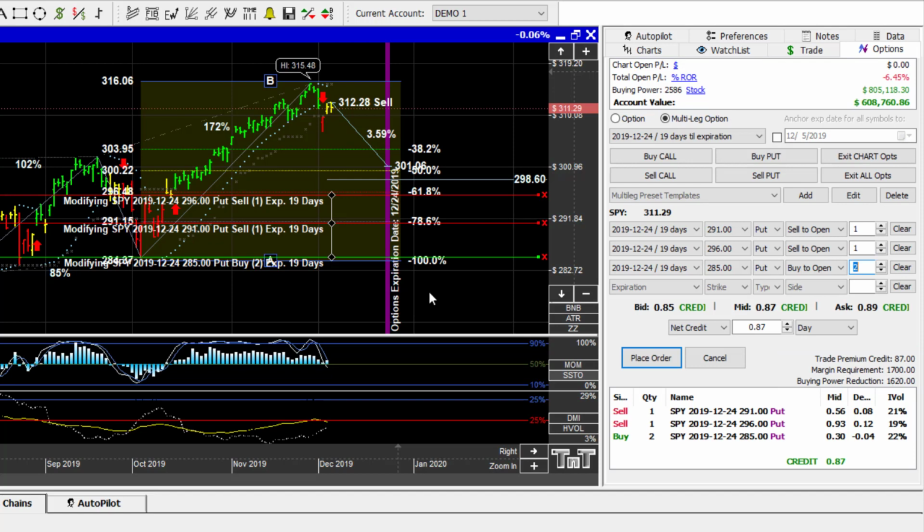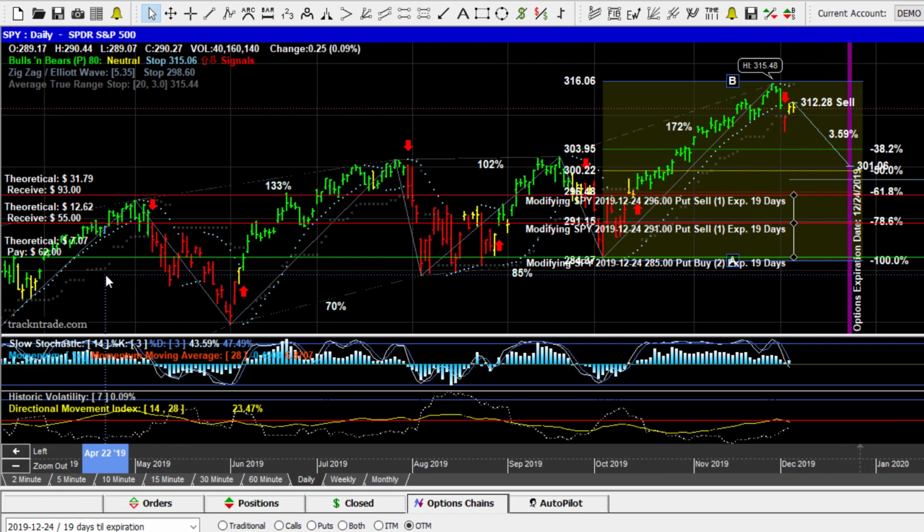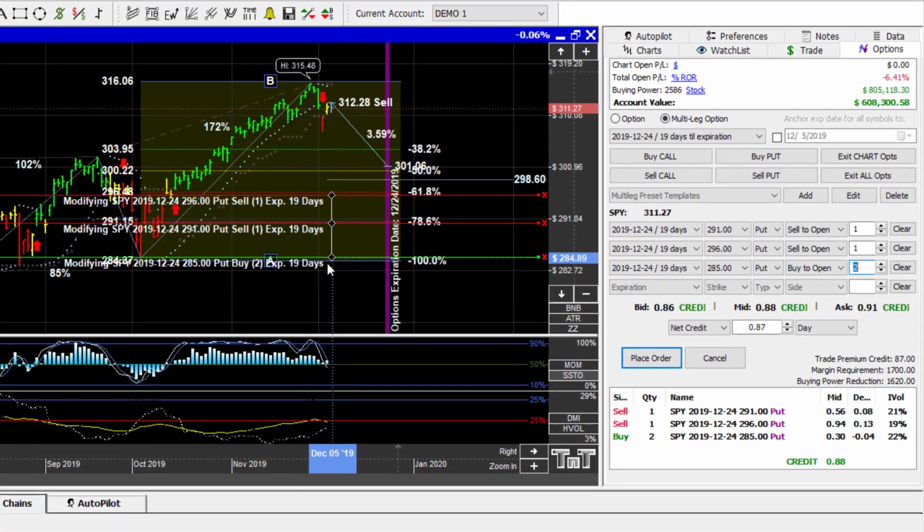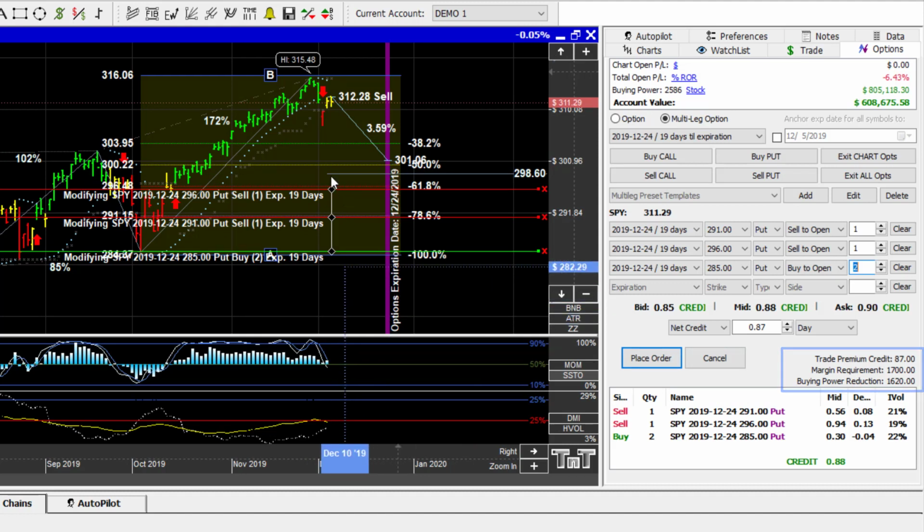That's significantly better. And what did we have to pay to do that? We had to pay in here about $62 to pick up that additional protection to the downside. Now, the likelihood of that having to be hit again is 1.7%. So you've got a 95.7% chance that thing's not going to be hit anyway. It's really there just to reduce our buying power reduction, our margin requirement. So we're really playing the odds in here.